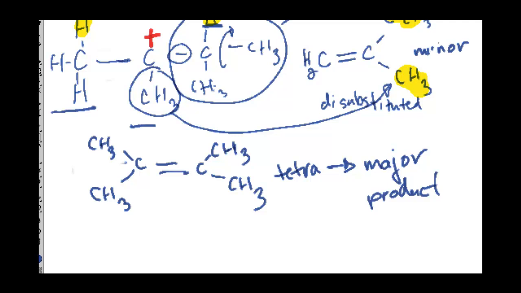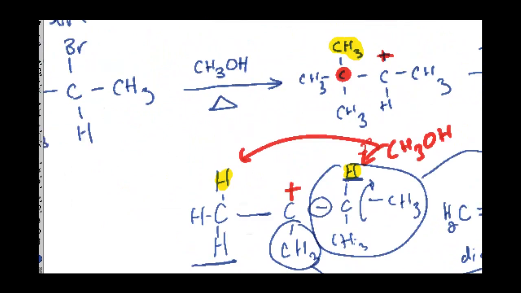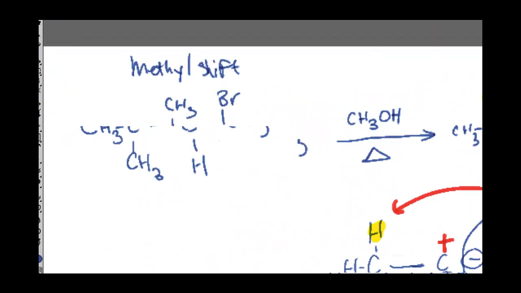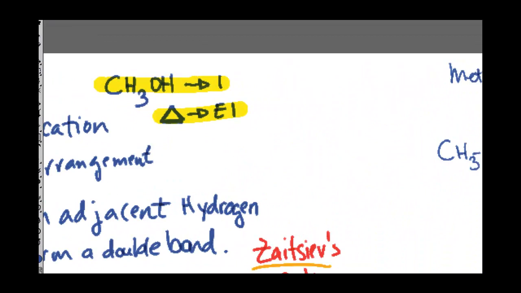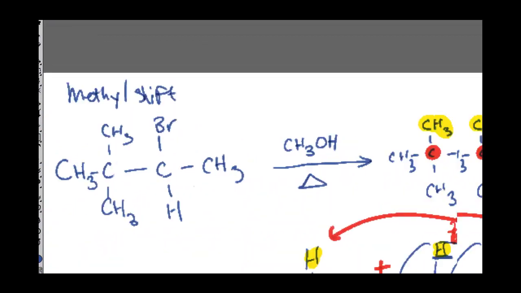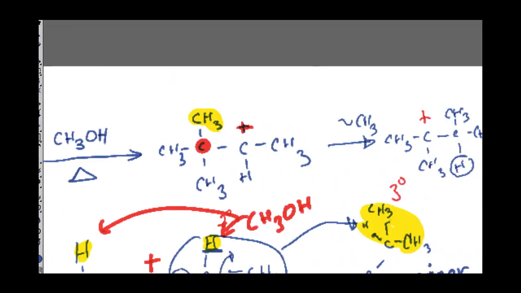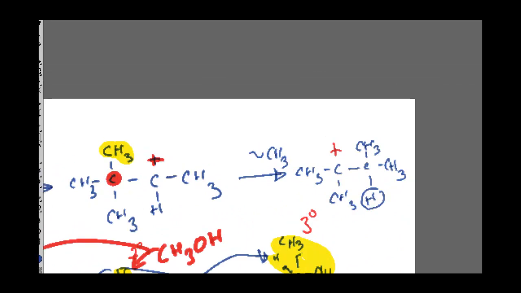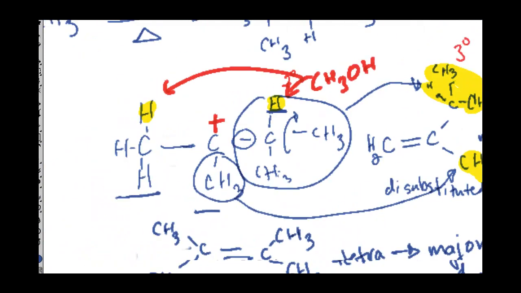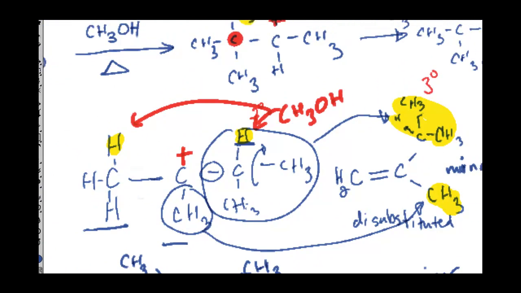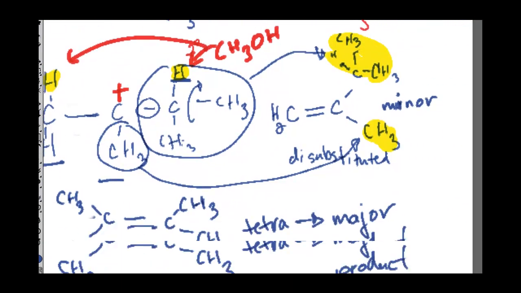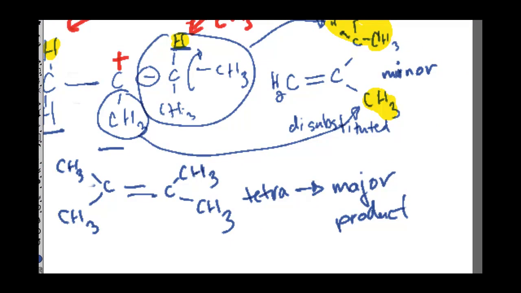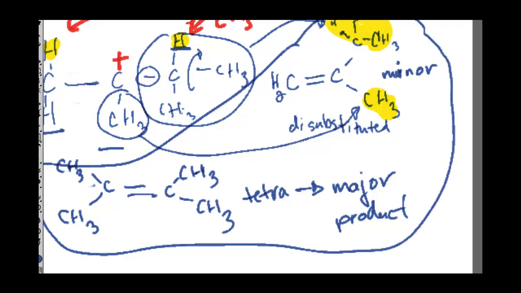Okay, so we covered a little example of Zatsev's rule, and we got to do a methyl shift. Recapping: methanol and heat gave us the E1 reaction. The leaving group left and formed your carbocation. We made it into a tertiary carbocation by doing a methyl shift. Then we abstracted the two adjacent hydrogens and got the two possible products, and used Zatsev's rule to determine that this is the major product. So your answer would be that wonderful mess right there.